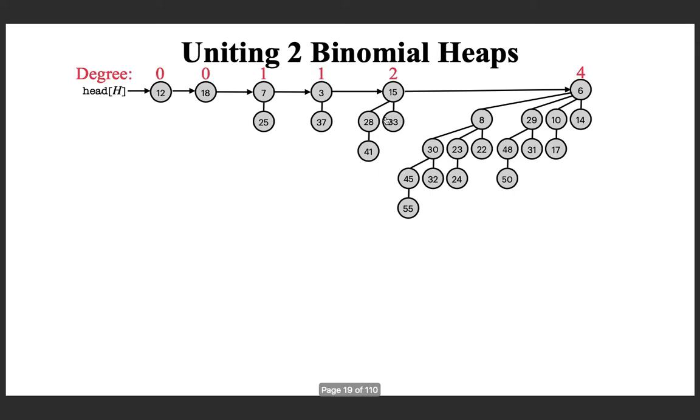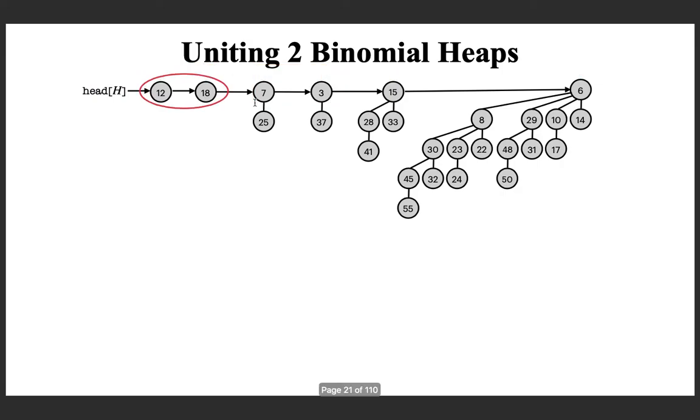If you look at the degree sequence, you can see that 2 binomial trees are there with degree 0, 2 with degree 1, which is not allowed. In a binomial heap, we know that the second property of binomial heaps demands that you can have at most one binomial tree of degree 0, but you have 2 binomial trees here with degree 0, similarly here as well. So that is not allowed.